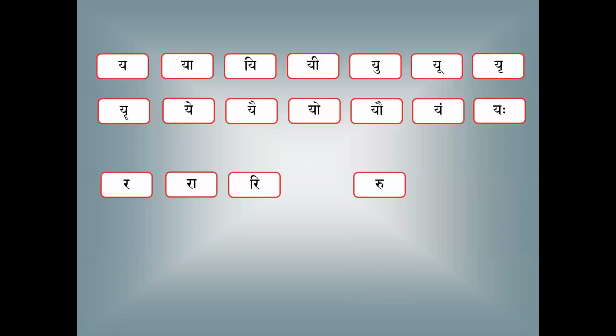Re. Ru. Re. Ru. See the difference between Ru and Ru, where that vowel sign is written. Generally, the vowel sign is written at the base of the vertical stroke, like in the previous one, U. The vertical stroke is there in the letter, so at the base of the vertical stroke the vowel sign is written. But Repa doesn't have any vertical stroke. Therefore, the vowel sign is written to the right of it. Ru. Okay. Then the next one.